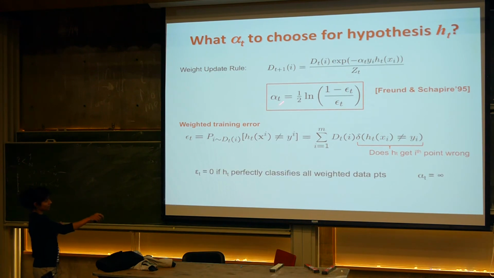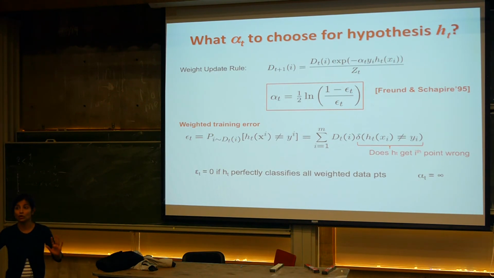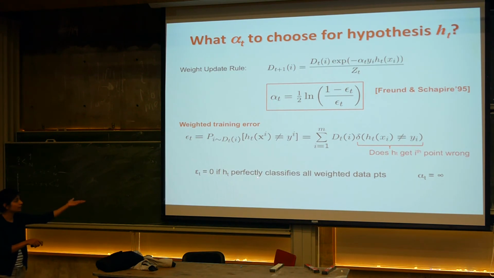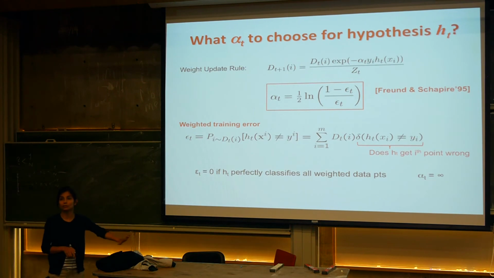So why does this rule make sense? Well, if your weighted training error was 0, it means that ht is perfectly classifying all of the weighted data points. It might still be doing wrong in terms of the original data points, but we are talking about the error on the weighted data points, right? So if I plug in epsilon t equal to 0 here, you see that alpha t is infinity, right? Which makes sense because this is a very good classifier. For the current set of weighted data points, it's able to predict perfectly well. I give it a lot of weight.